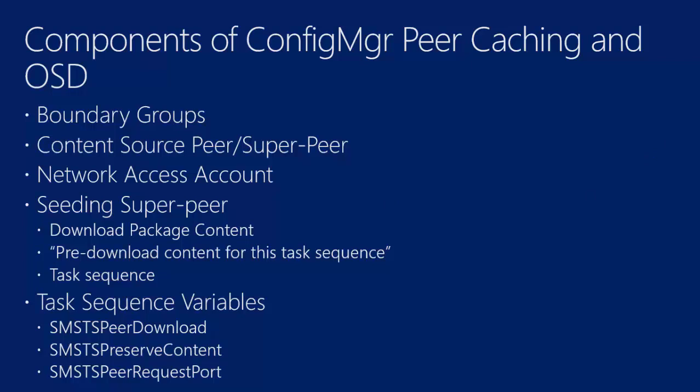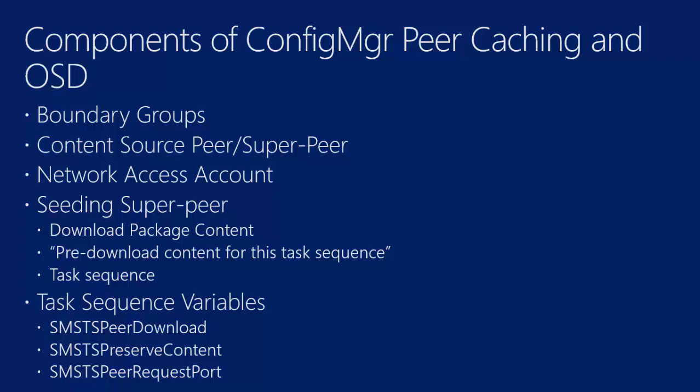Then finally, task sequence variables: SMSTSPeerDownload, SMSTSPreserveContent, and SMSTSPeerRequestPort. The first one is required to enable the task sequence to look for a peer as a download source. The second one is a flag to tell an imaging system, hey, you've gone through the work of retrieving all this content, so why don't you just preserve that content in your client cache after you're done imaging, and then maybe you can be turned on as a super peer yourself and be able to serve that content for others, right?